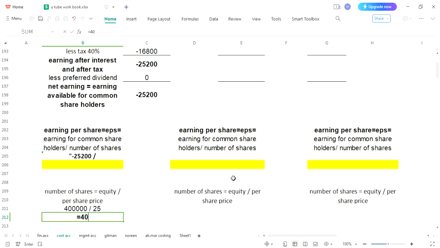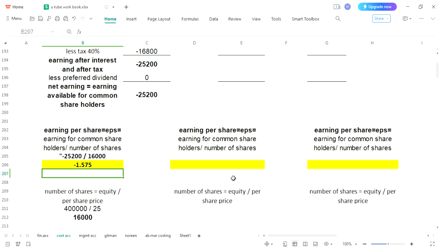4 lakh was the amount of equity, per share price 25. We have got the number of shares as 16,000, and this number would be used to calculate EPS. 16,000 shares we have calculated, and now we are open to calculate our EPS by putting this statement on our calculator. So we have got minus 1.575, or minus 1.58 can also be considered. So look here, negative earning instead of getting profit.